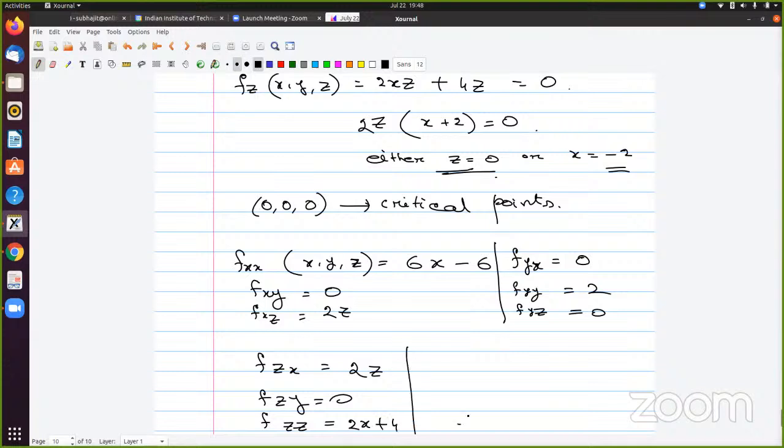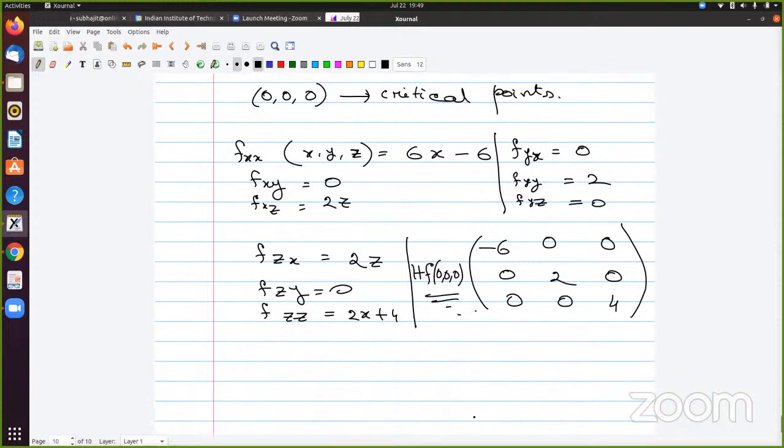Okay. So if we want to write the Hessian at 0, 0, 0, it is minus 6, 0, 0; then 0, 2, 0; and 0, 0, 4. Right? This is the Hessian matrix, Hf at 0, 0, 0.